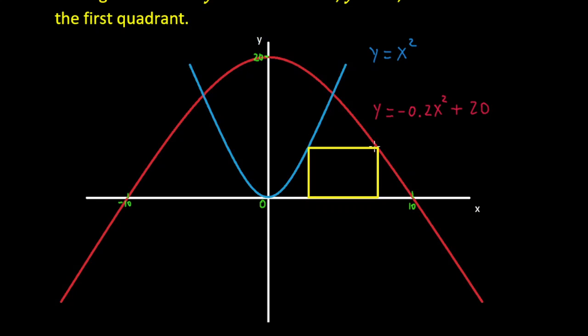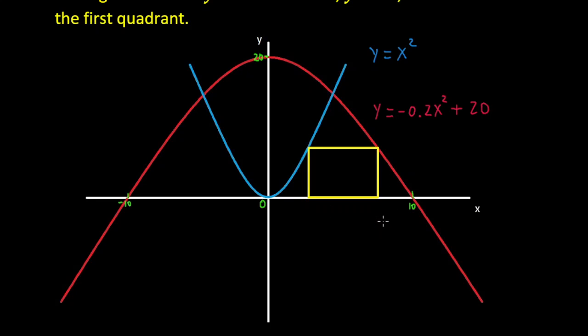Notice that the value of the length and the width varies. They will change depending on where these two points are lying on the curves here. Let's say they're lying here and here, then this rectangle will have a shorter length but longer width. And if these two points are lying, let's say here and here, then this rectangle will have a longer length but shorter width.